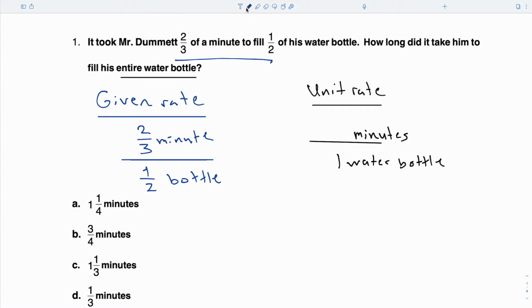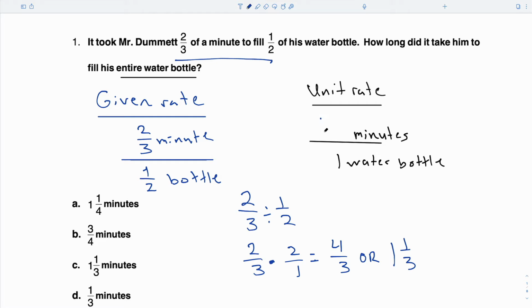So I'm going to set up my problem to be 2/3 divided by 1/2. When you do that, you get a division problem with fractions, and we know that we keep, flip, and change the sign. It should take Mr. Dummett 4/3 of a minute. We don't have an option in here for that, but I can simplify this as a mixed number to 1 1/3 minutes. Your answer should be C.